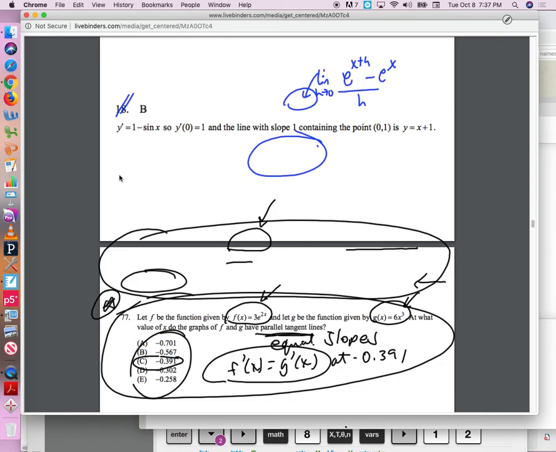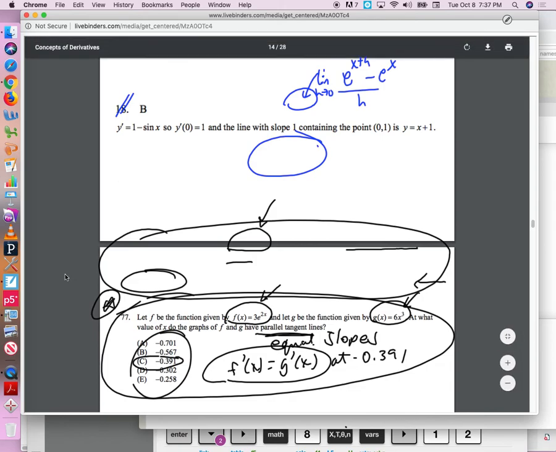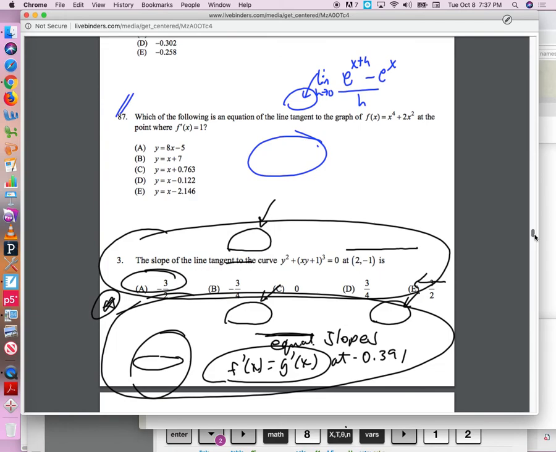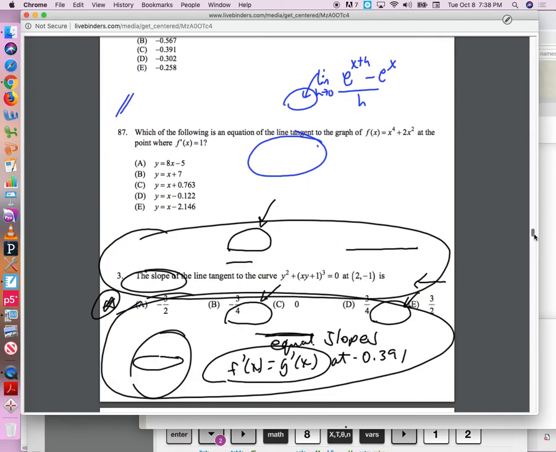All right, now let's see what 87 is. All right, so I'll see if I can erase some of this mess.